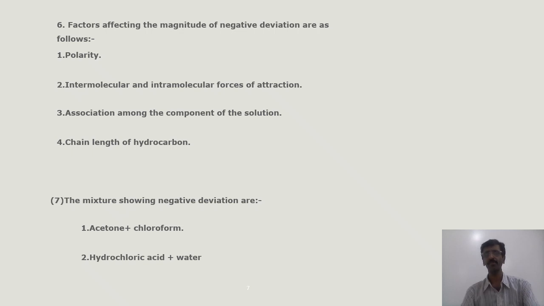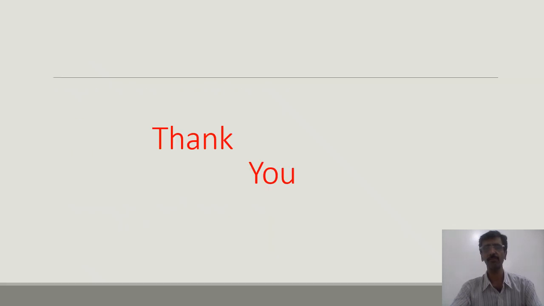All right, so this is, my dear friends, the discussion with respect to the deviations from Raoult's law, the positive as well as the negative deviation. As I said, if you have understood the positive deviation, negative deviation is very easy. It's exactly the opposite of that.